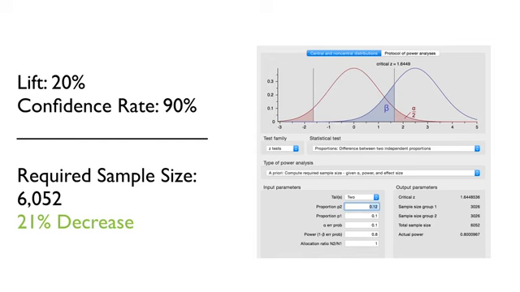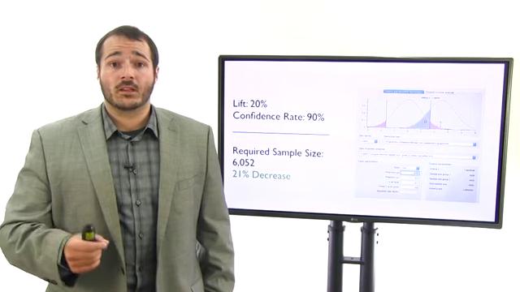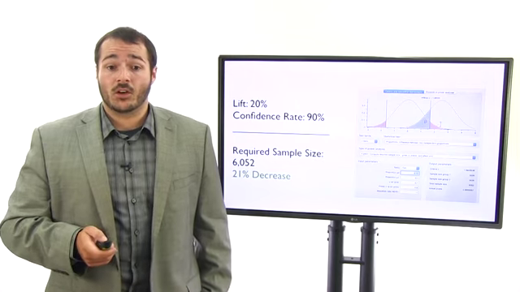Reduce the confidence rate from 95% to 90%. So that means there's a 10% chance that the documented change is due to randomness and not the changes that you put there. That means there's a possibility that a false positive has occurred.